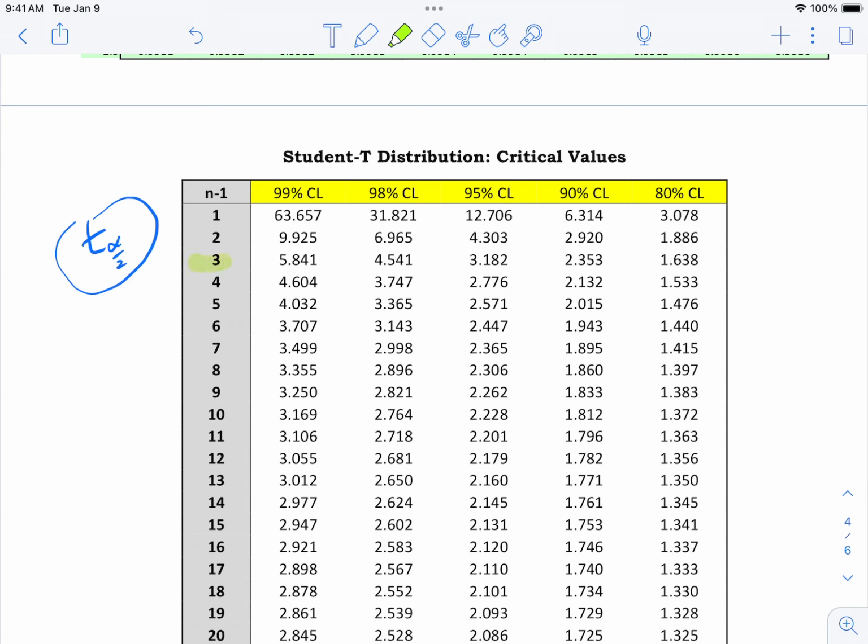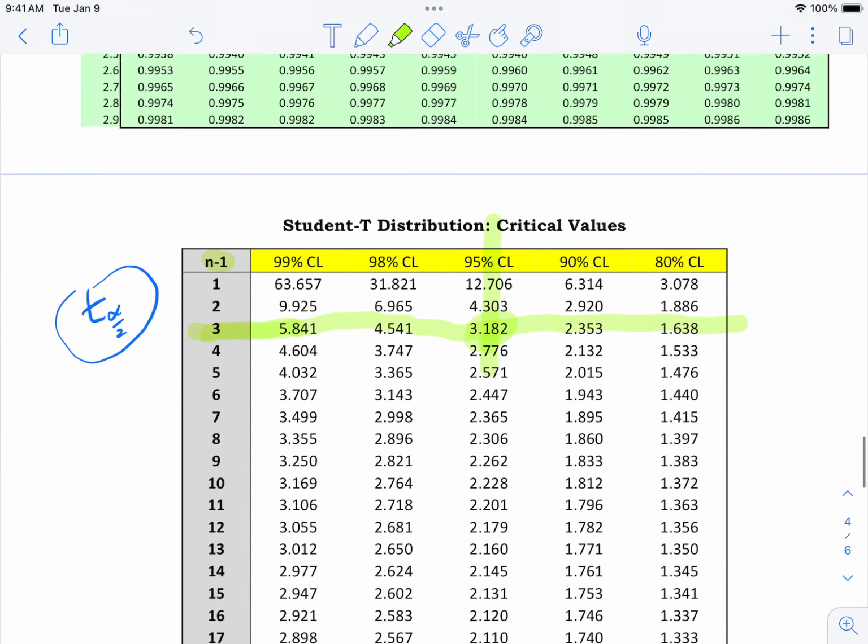N minus 1 is 3. Remember, n is 4, so we look up in the 3. See, it's labeled n minus 1. N minus 1 is 3. And then did we say 90? Yeah, we chose 95% confidence. So that one, 3.182. That's our critical T.